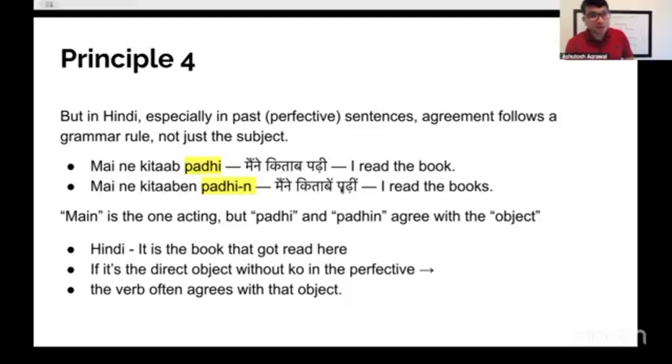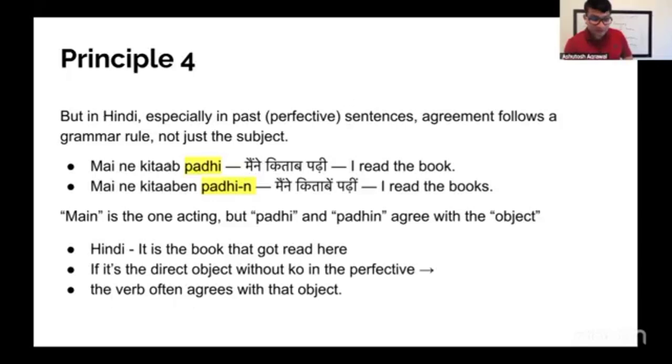So regardless of the subject, you will notice that the ending, padhi and padhi, has changed. And why is that? The subject is blocked with this ne, so the verb is getting influenced by the kitab, the book. When you read one book, it's maine kitab padhi, feminine singular. When you have kitabein padhi, it's books. That's why it's getting changed.